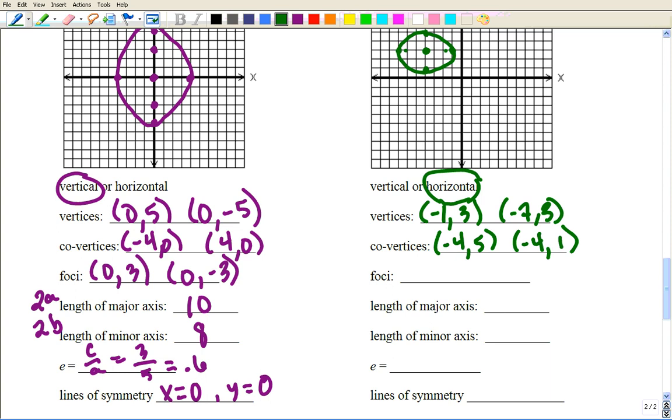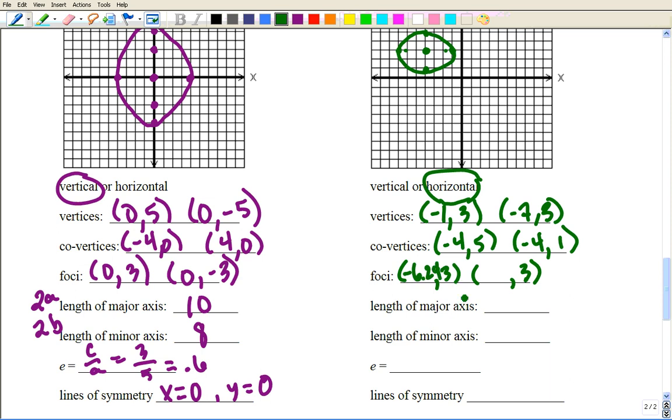The foci, these are a tiny bit trickier in that, first of all, I know that both of their y values are 3, so let me just go ahead and jot that part down. But for the x values, the center is at -4, and the value for c is about 2.24. So if we're at -4, we go to the left 2.24, that'll be at -6.24.